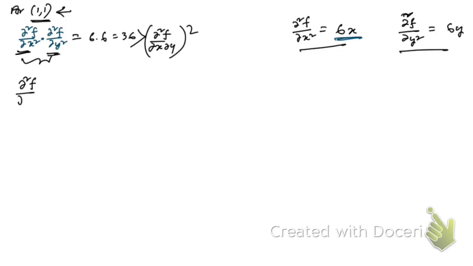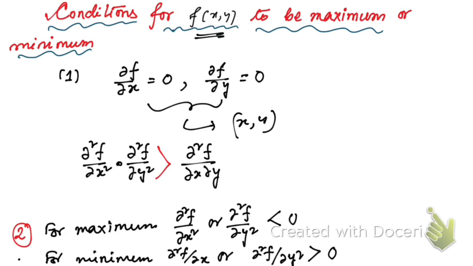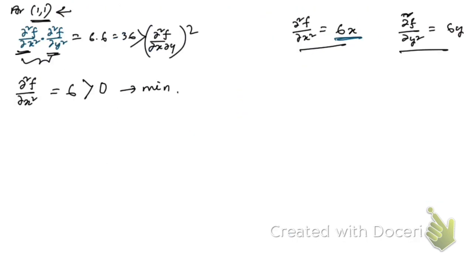The second order derivative of f with respect to x is equal to 6 into 1, that is 6, which is greater than 0. So this is the condition of minimum. If you check the first slide, if it is greater than 0, this is the condition of minimum. Therefore the point (1, 1) is the point of minimum.